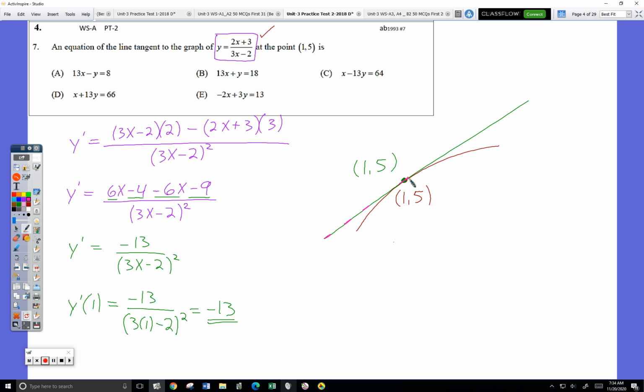Curve has an infinite number of different slopes, but at that point of tangency, the slope is the same for both. So that's how I know, this technically is not the slope of the green line. It's the slope of the curve, because I found it using this equation. However, because that green line is tangent, it is the same slope. That's the connection.